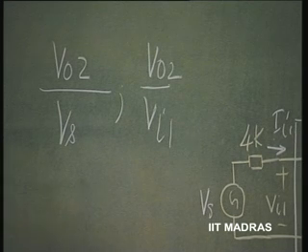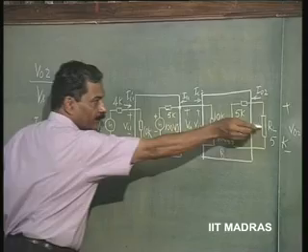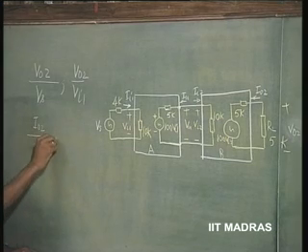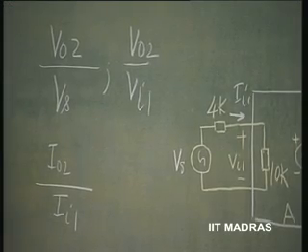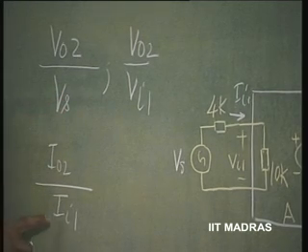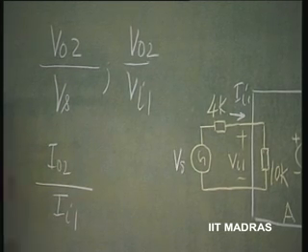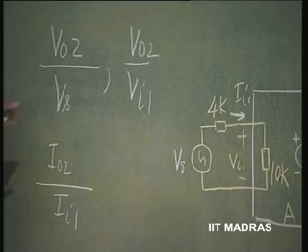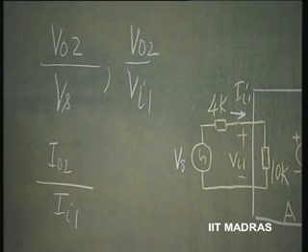So then we would also like to evaluate I02, the final output current flowing through the load, divided by I1, which is the current gain. I02 divided by I1, current gain. If I had represented this as a current source in shunt with an impedance, I would have had I02 divided by Is. That is another gain corresponding to this. You can leave it like that.